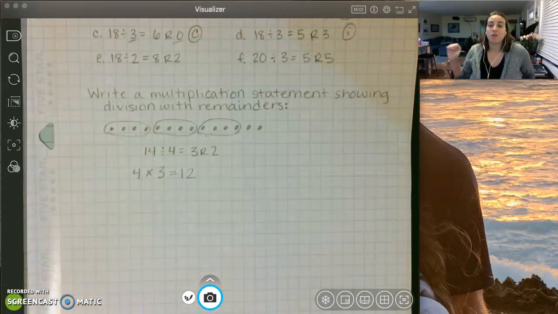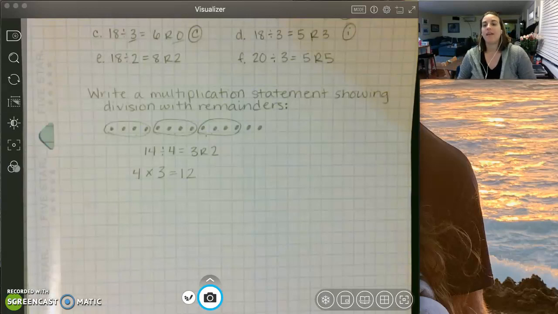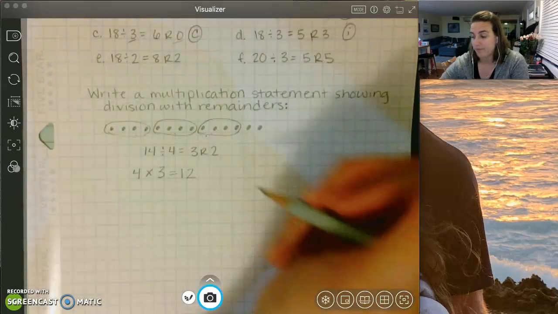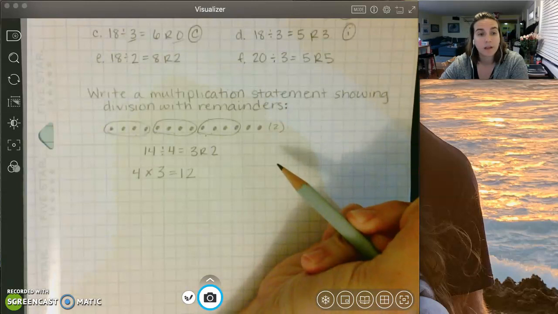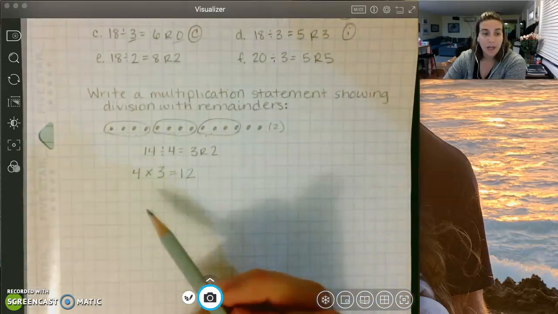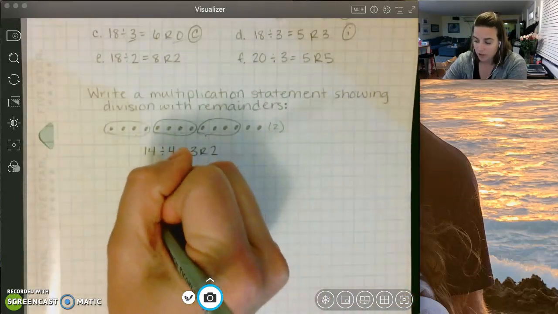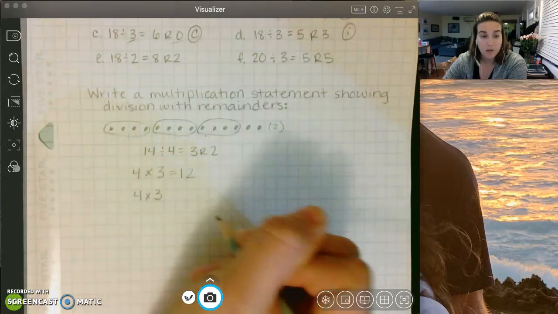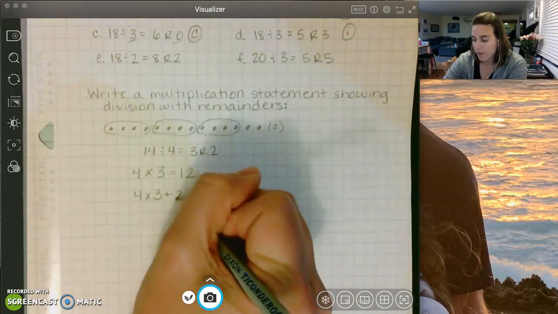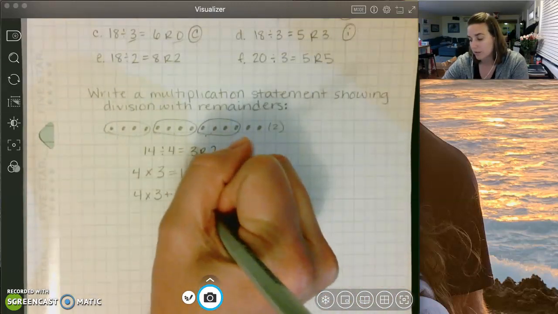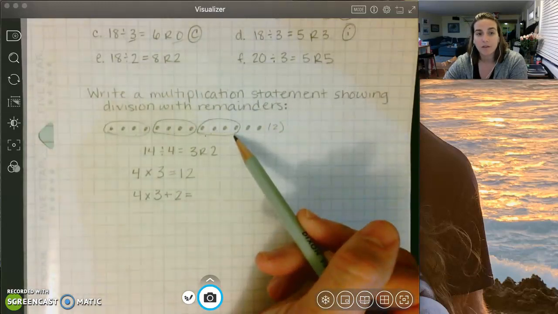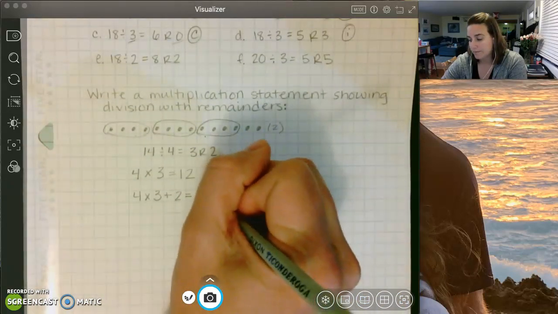Okay, so there are 3 groups of 4 dots, and then how many dots are not in the group? We have 2. So our multiplication equation should look like 4 times 3, and then we can't forget about those extra 2 that are hanging out in there. So 4 times 3 plus 2 equals, how many dots did we have all together? 14.